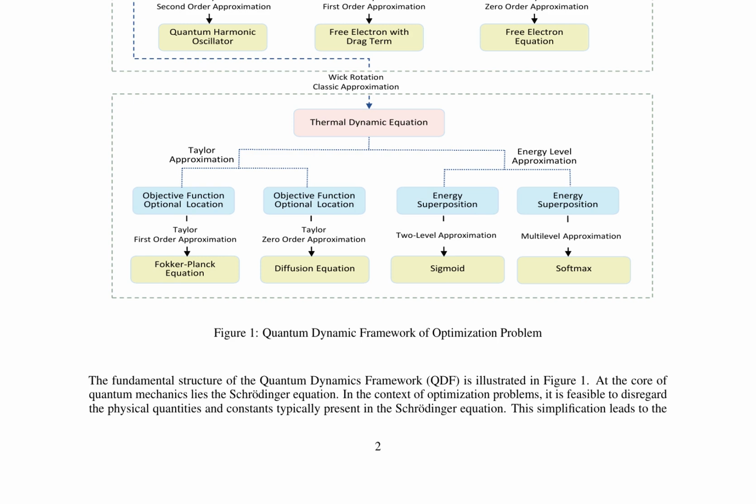Approximation methods play a crucial role in the QDF, including the classic approximation, Taylor zero-order approximation, Taylor first-order approximation, and Taylor second-order approximation. The two-level approximation and multi-level approximation are also employed. The energy superposition and softmax functions are used to approximate the objective function. By developing a quantum dynamics equation tailored for machine learning, the authors aim to establish a robust framework for describing machine learning processes, exploring the iterative process of machine learning through the lens of quantum dynamics.